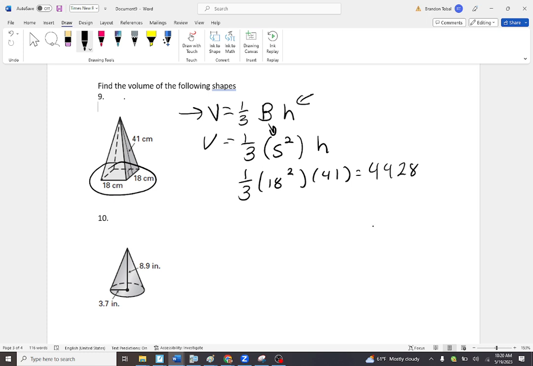Good question. How do I know which one's which? All right. You have to look at the shape itself. Which one is the 3D height of the shape? 41. 41 is clearly the height of the shape. The sides is 18 in this case. Yes. And 41, not 21.